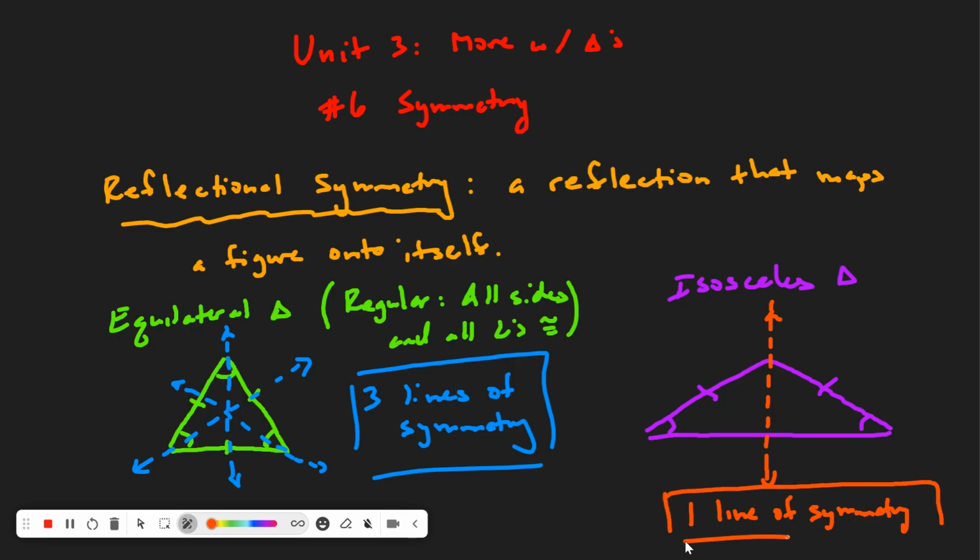So not all figures have a bajillion lines of symmetry, just might have a couple. Okay, so now let's talk about the second type of symmetry called rotational symmetry.